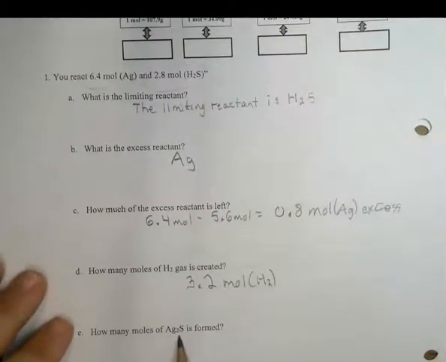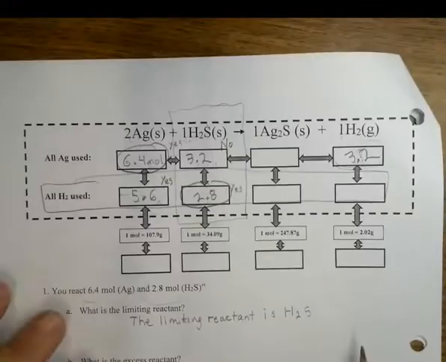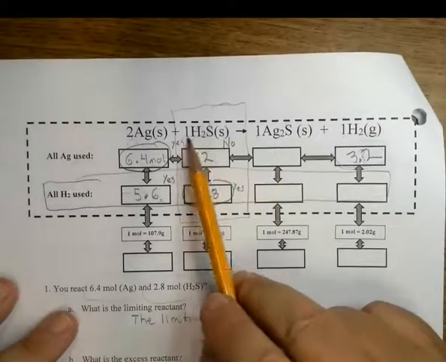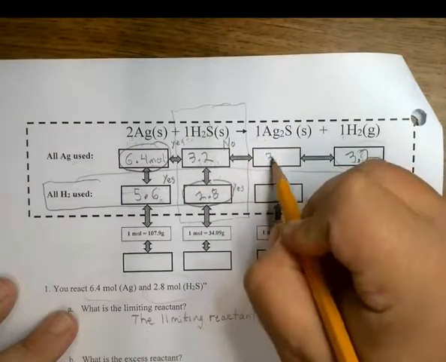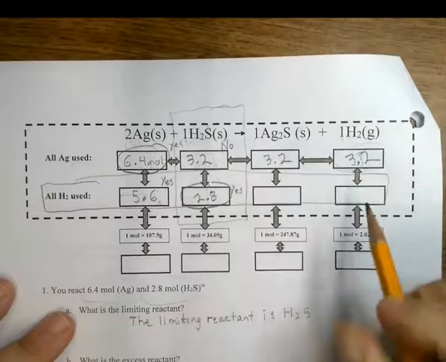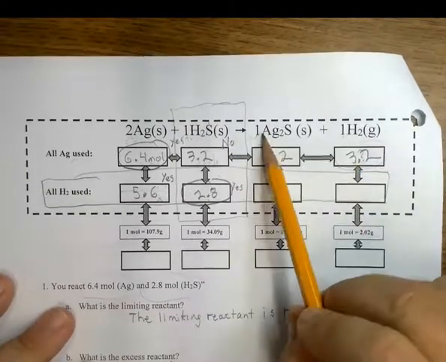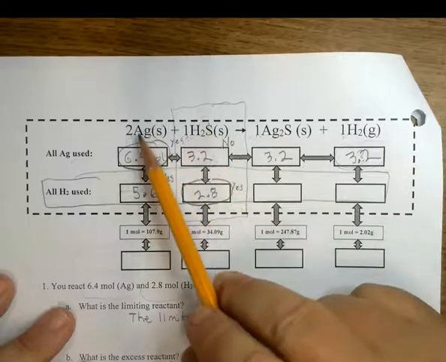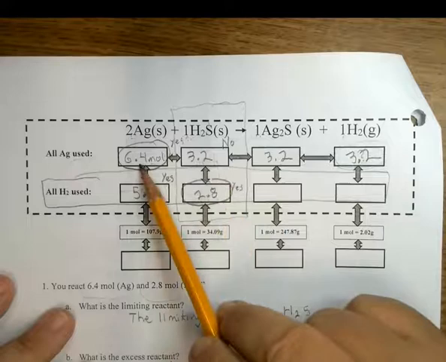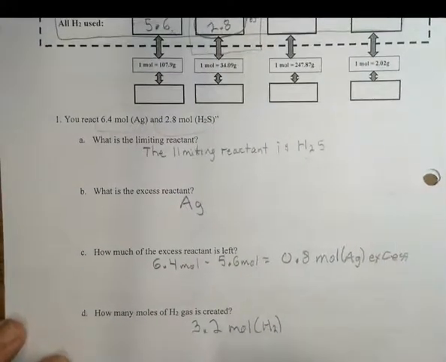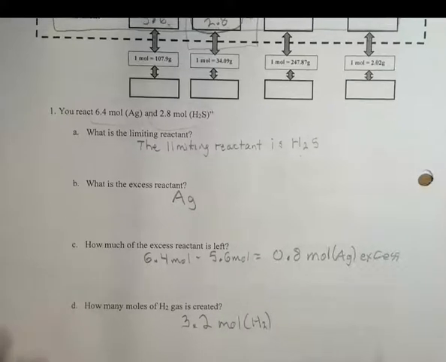Finally, how many moles of Ag2S is formed? Again, we come over here. It's a 1-to-1 relationship between H2S and Ag2S. So if it's 3.2 there, it's 3.2 there. So again, notice the relationship. This is the same as this, is the same as this, but this one is twice all of these. And that's how that problem works. And so the answer for this one is 3.2 moles of Ag2S. Okay, and that takes care of that problem.